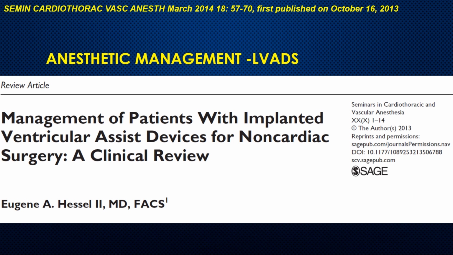the management of these patients. This is a review article written by Dr. Hessel, published in 2014, and would be a good place to begin your review for the management of patients with implanted LVADs for non-cardiac surgery.